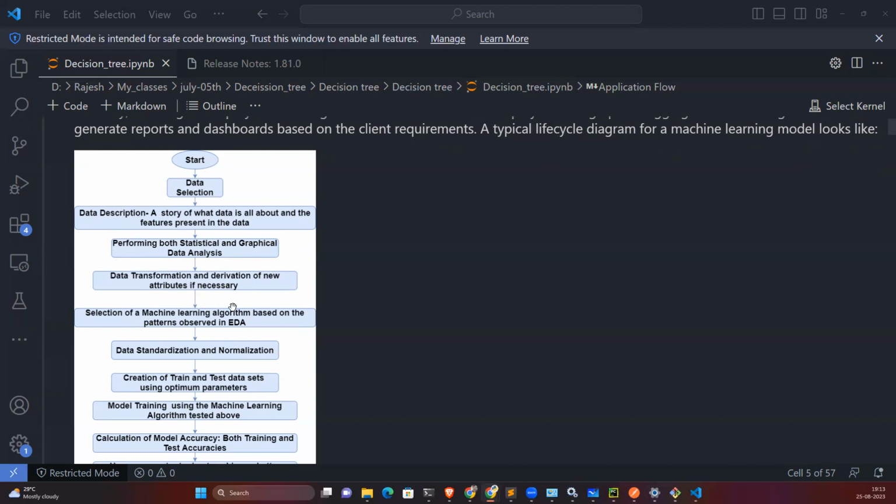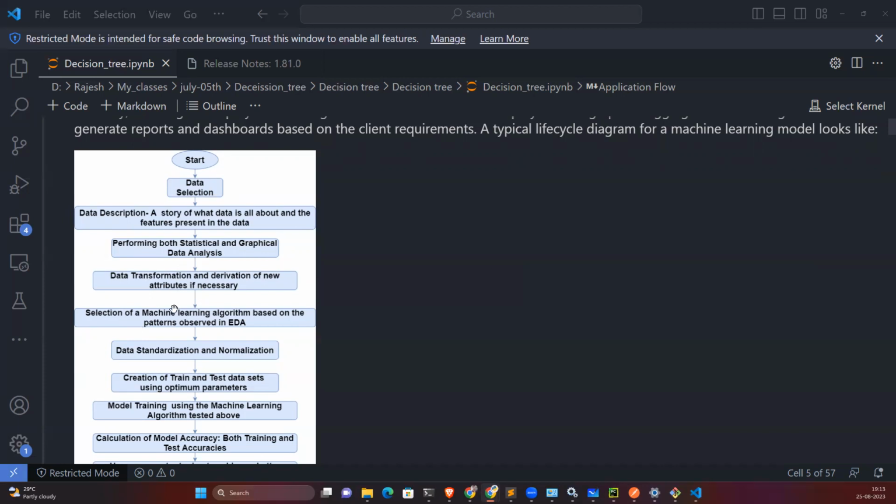And then we are going to perform data transformation and derivation of new attributes, if necessary. Let's suppose sometimes some feature will not be defined directly. You have to prepare that feature. Those features are not directly defined by your data set, whatever data set we are collecting. It could be that by combining two input features, you generate a new feature. That is part of feature engineering. So that part we are going to perform in this section, data transformation and derivation of new attributes if necessary.